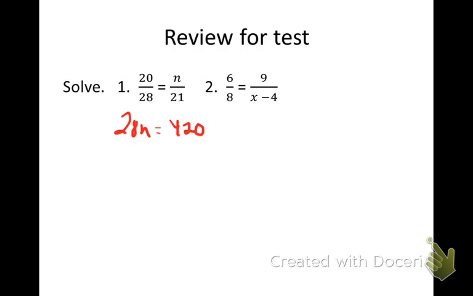Divide both sides by 28. Again, I don't care if you show that step. If you want to put divide by 28, that's fine. Use your calculator and you're going to get n equals 15.